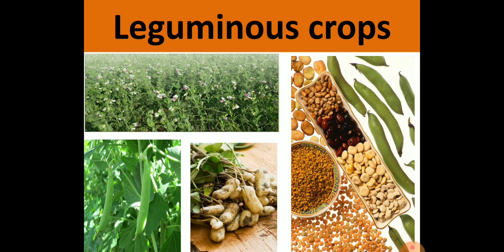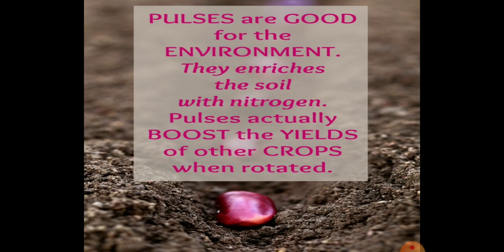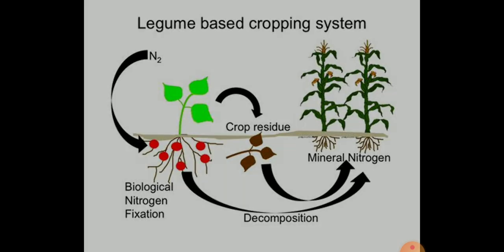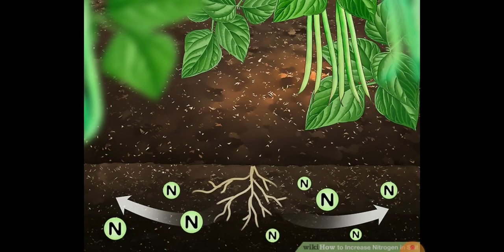So what are leguminous crops? These plants have legumes, meaning small spaces in their roots where a special kind of bacteria live. These bacteria are called nitrogen fixing bacteria. So, leguminous crops are of great significance for farmers since they enrich the soil with nitrogen every time they are grown.